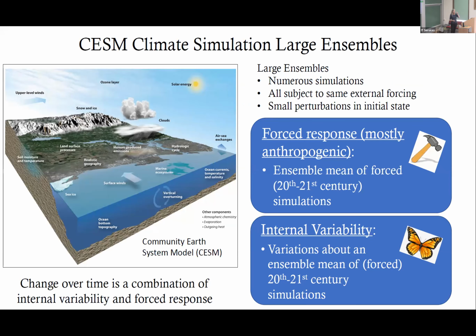So CESM has these large ensembles that have been run. And we've run those for both our CESM1 model and our CESM2 model. So within an ensemble set, we have numerous simulations. All of those are subject to the same external forcing among those two sets. And we just have small perturbations in the initial state because the system is chaotic. They then evolve differently over time. So we can attribute the forced response to the mean of those simulations, and the internal variability to the variations around that mean. I'm just going to be looking at the forced response.